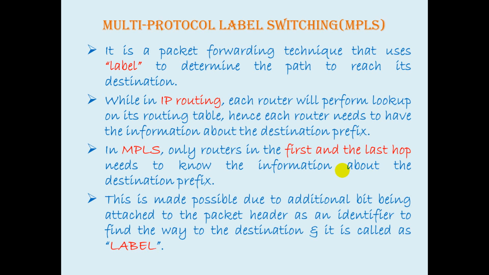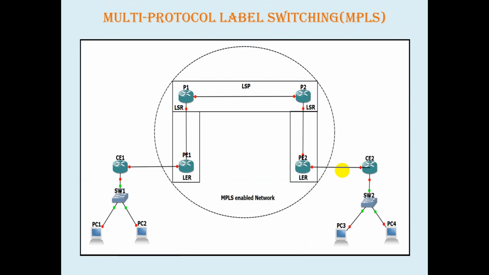Now let's see how exactly it works. What is the terminology used in MPLS? We will need it to perform our configuration. Suppose I have this topology with some routers. On this topology, I have CE1 and CE2, PE1 and PE2 routers, and P1 and P2 routers. P denotes provider router, PE denotes provider edge router, while CE is customer edge router.